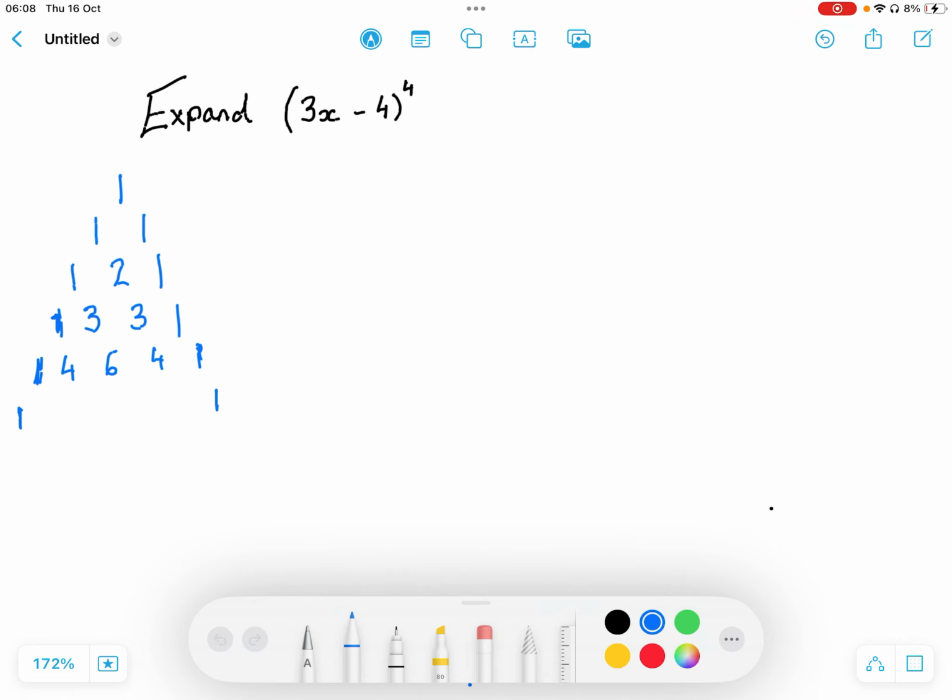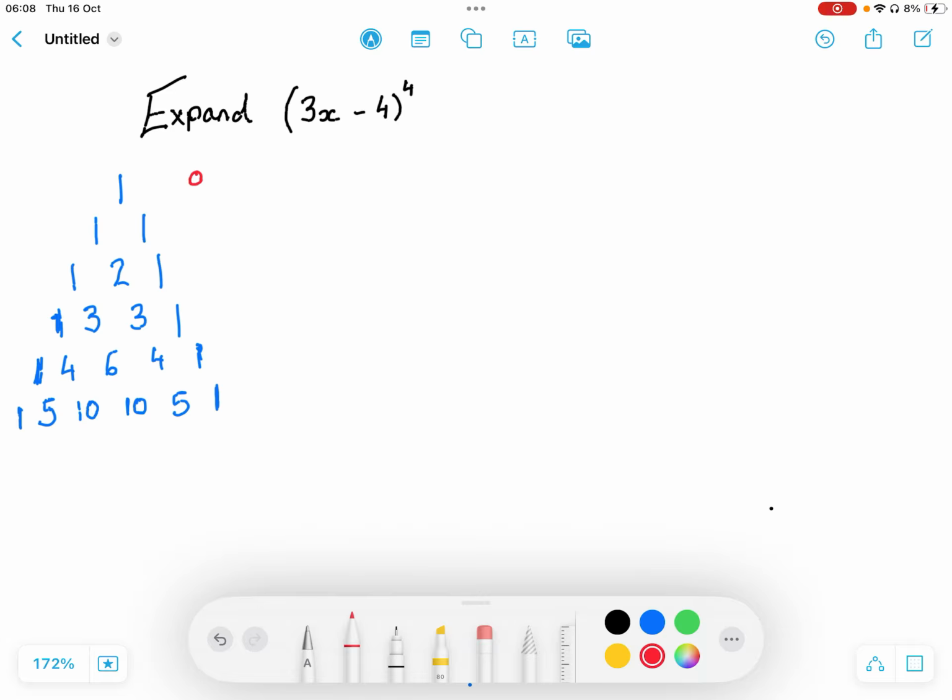1, 1 on the outside, and then 1 plus 4 is 5. 4 plus 6 is 10. 6 plus 4 gives me 10. 4 plus 1 gives me 5. Okay, and which one are we going to use? Well, this first line, what people sometimes forget or get wrong is they put 1 on that first line. No, right?